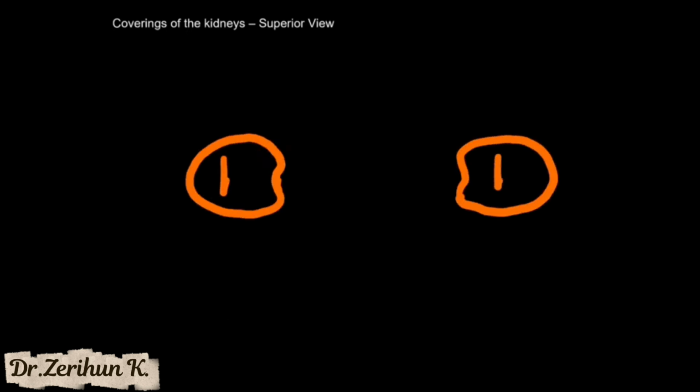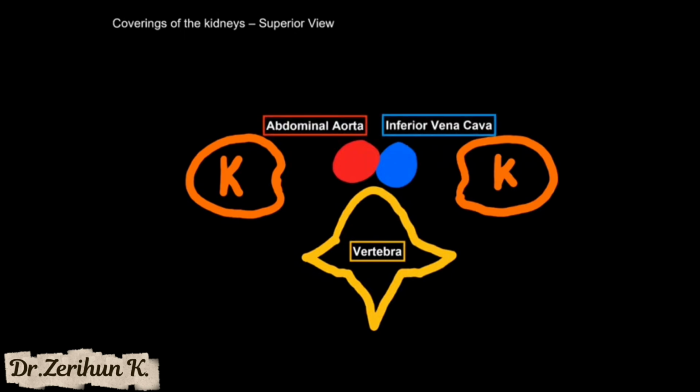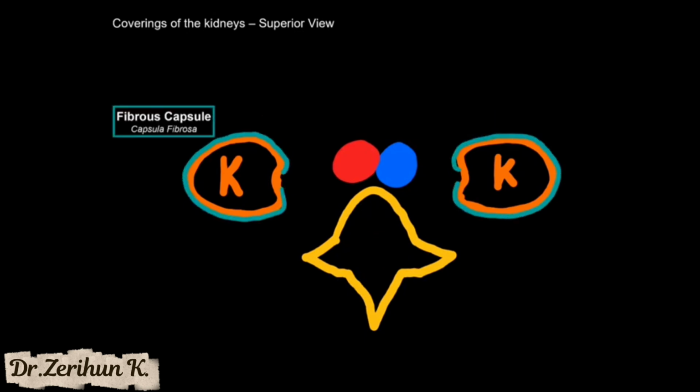we can cut and dissect, so we can see the two kidneys. There is a vertebra and there is abdominal aorta, inferior vena cava. They are found on the right side and the left side of the abdominal aorta and inferior vena cava.